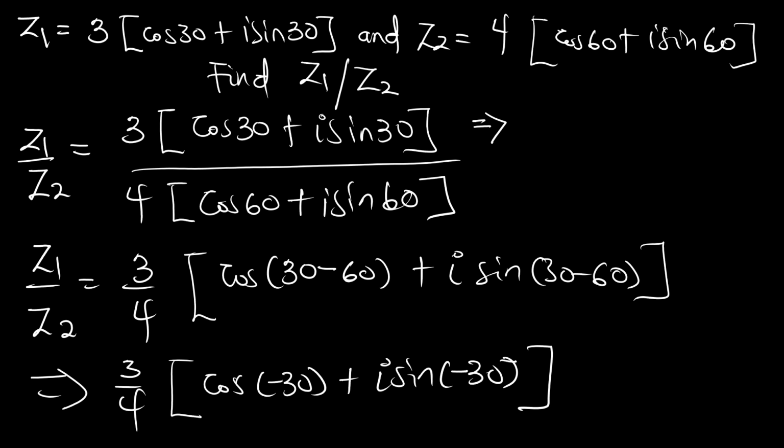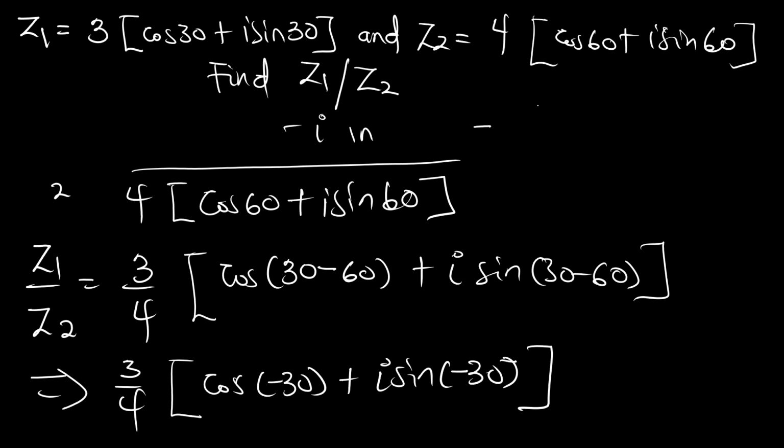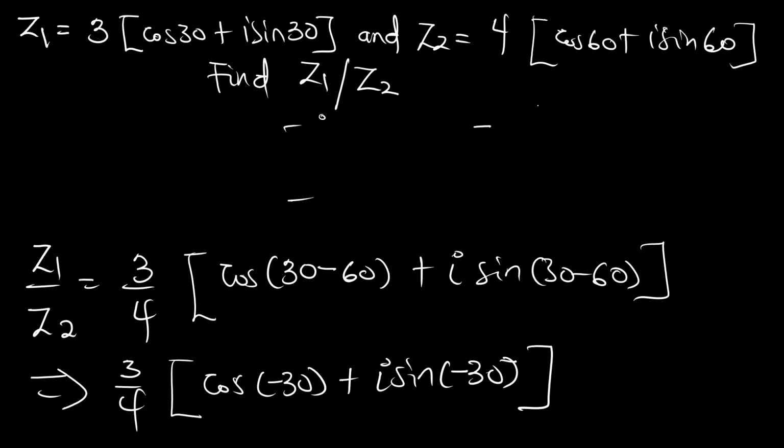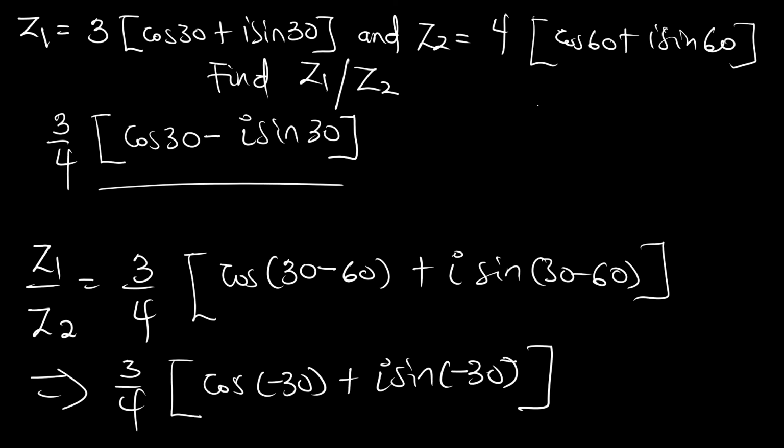So we can have our final answer. Let me write it here. We can have our final answer as 3 over 4 multiplying cos 30 minus I sine 30. That's what you are going to have. Let's take another example.